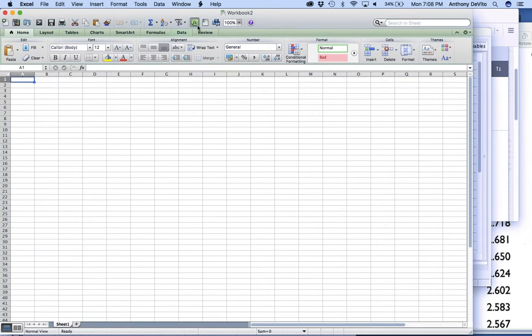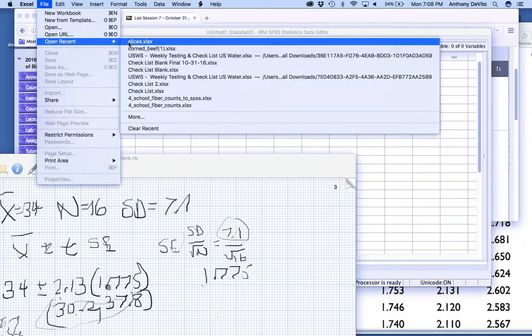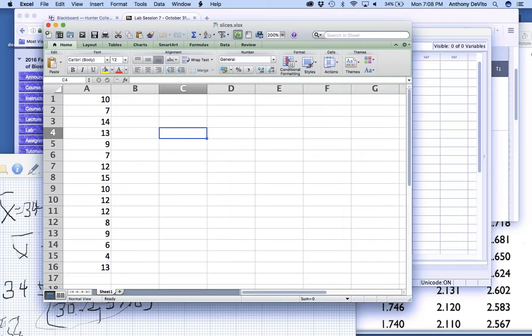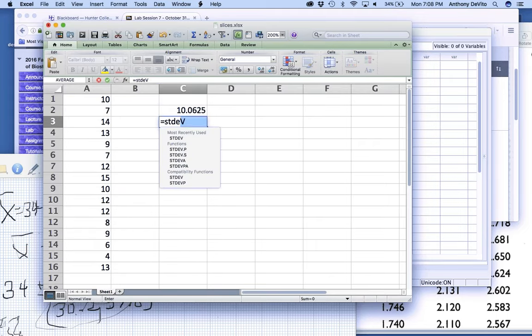Now, if you have a question about it, chances are other people do too. Oops, I've got to open it. Recent slices. Okay, there are my slices. So the first thing I did was calculate the average, right? I need the mean in order to calculate the confidence interval. I need the standard deviation to calculate it.